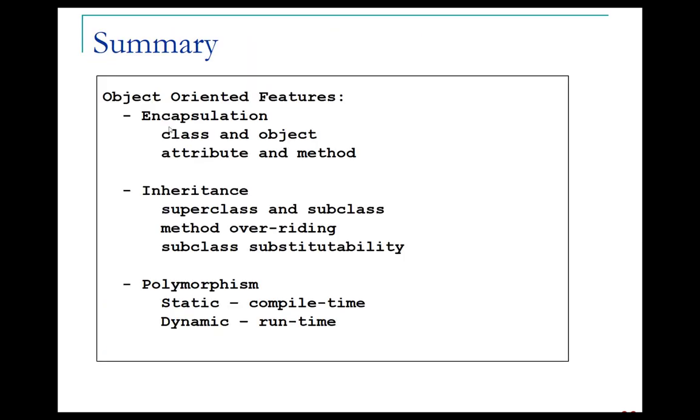To sum up this video, we have seen object-oriented features with respect to Java in its encapsulation, inheritance, and polymorphism. For encapsulation, Java does it with classes to encapsulate attributes and methods. In inheritance, we've seen that it allows subclasses with the use of the super keyword to call the super's method, and we have method overriding, and we have subclass substitutability for object references which are declared as superclass. In polymorphism, we've seen static compile-time polymorphism and dynamic runtime polymorphism.